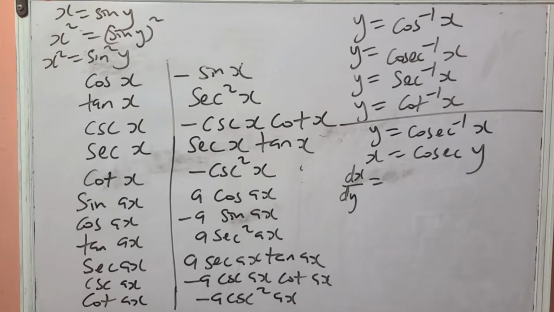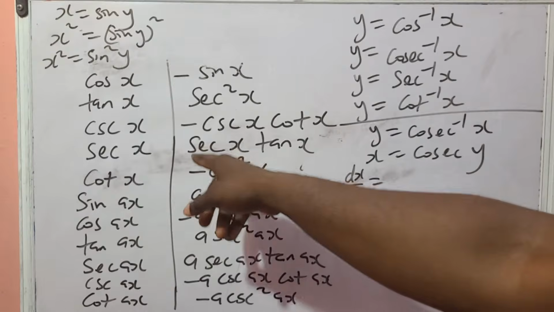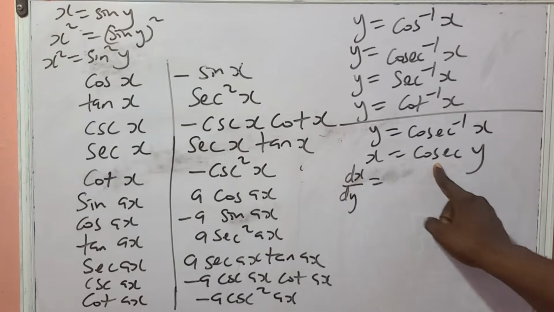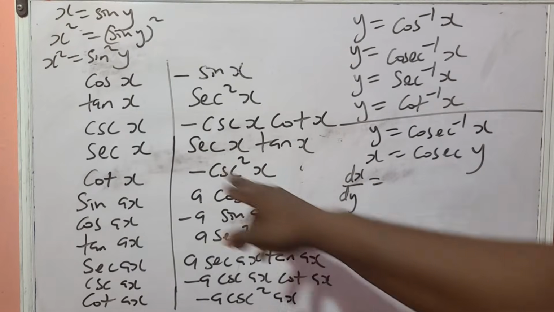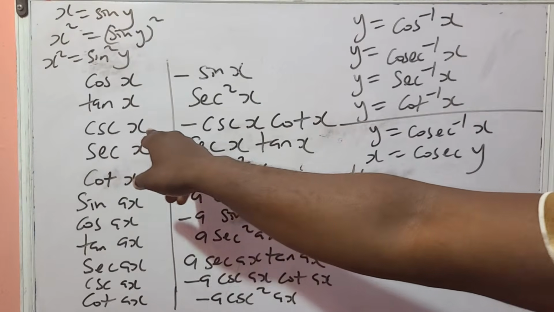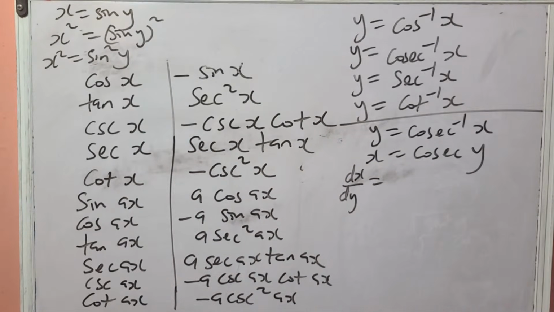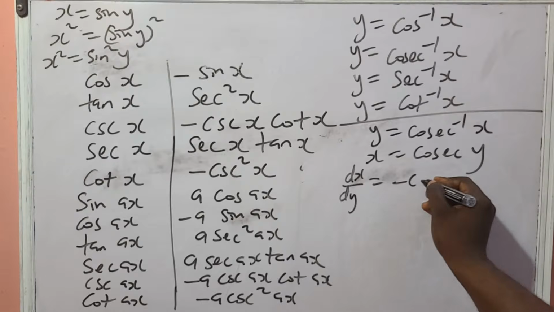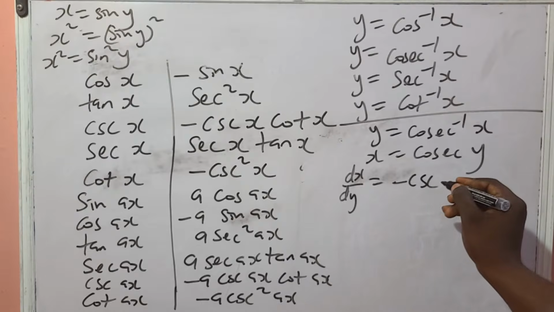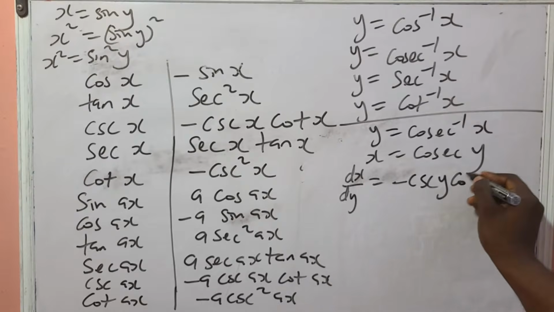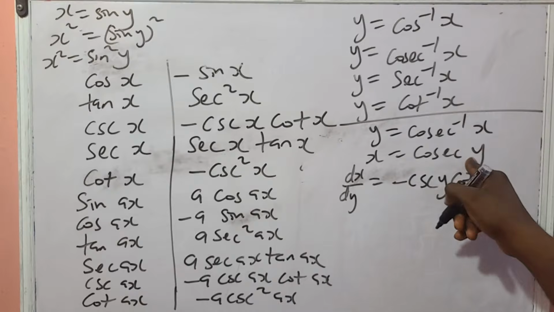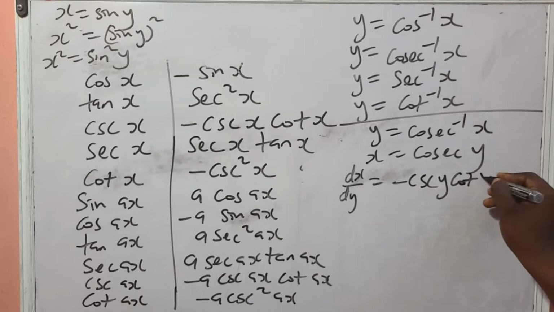So this is why you need your identity. If you don't know your identity here, you will be having lots of issues. So when you differentiate cosec y, what do you get? Look at it here. So you get minus cosec y. Of course, you understand why I'm using y. In this case, y is our variable here, not x. So this is what we get.